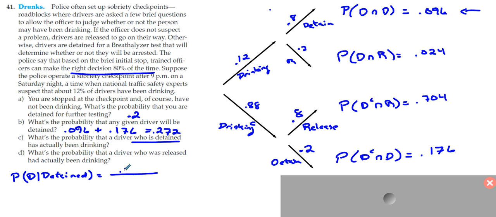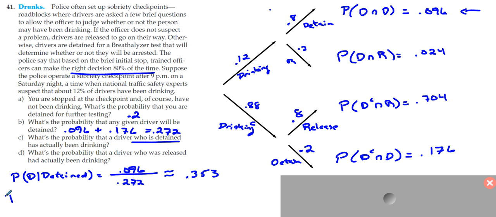Right? 0.096. And then the probability that they were detained, period, which is very nice of the author to have us do in the previous problem. And that gives us a probability of approximately 0.353. So if you've been detained, there's a 0.353 probability that they've actually been drinking.